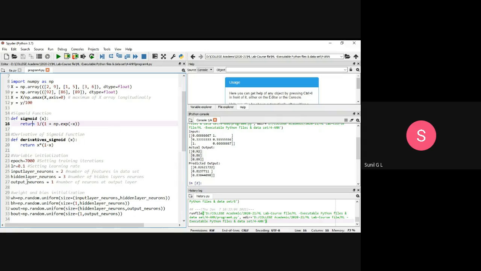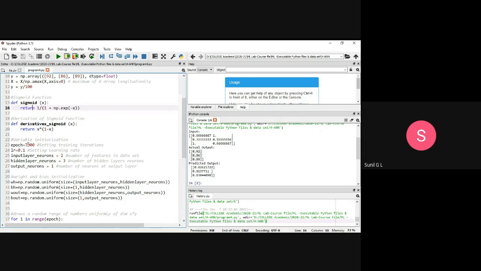Now we are initializing. Epoch is nothing but the number of iterations, so 7,000 iterations we are doing, feed forward and back propagate 7,000 times. The learning rate will be 0.1. The number of input neurons will be 2, the number of hidden layer neurons will be 3, and the number of output neurons will be 1.